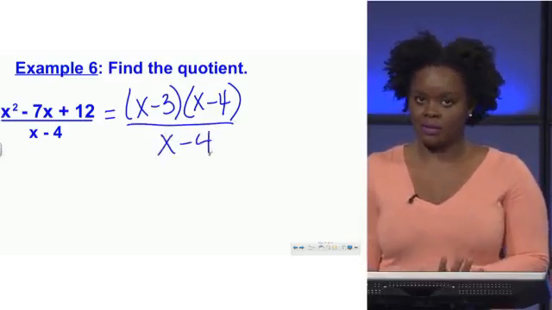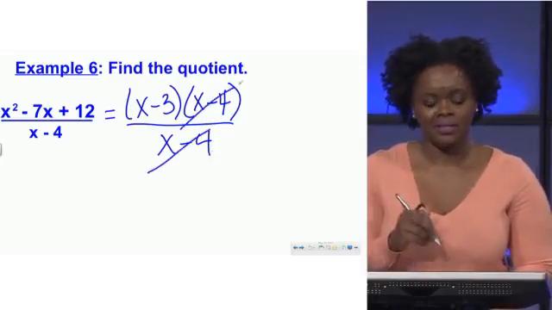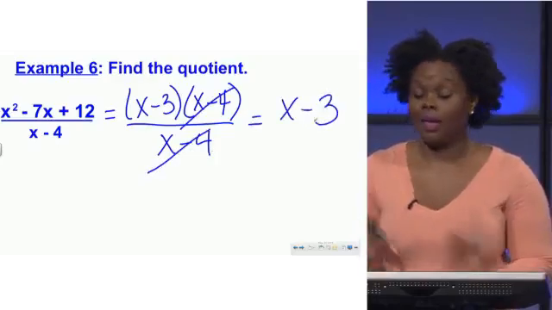All right, so what do we do now? The fun part, you just start getting rid of stuff. Go ahead and cancel that out, and you're just left with x minus 3. And you're all done.